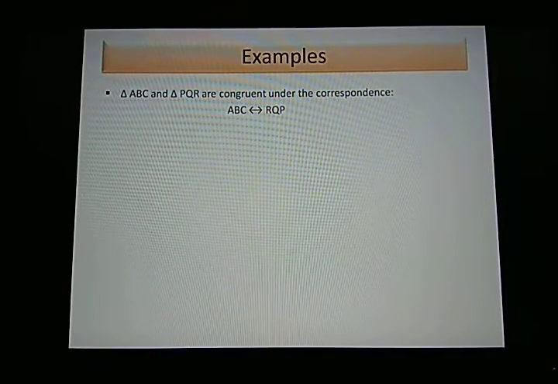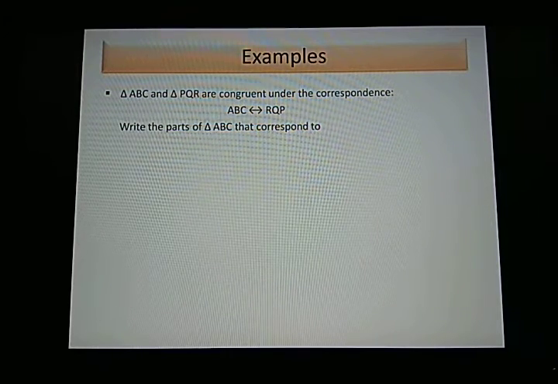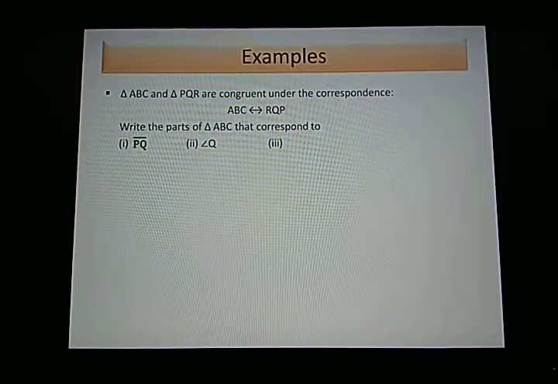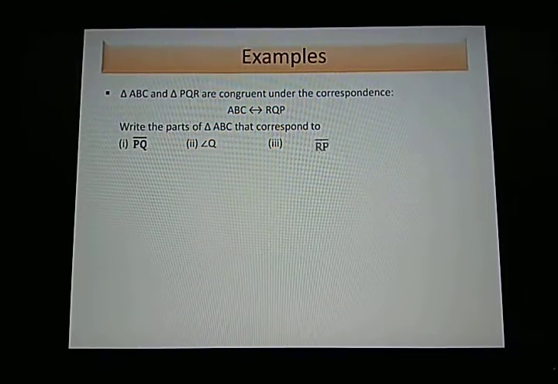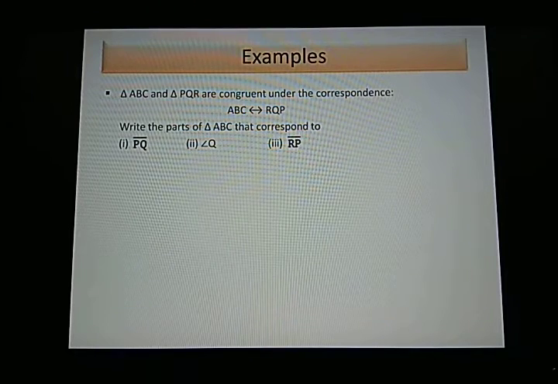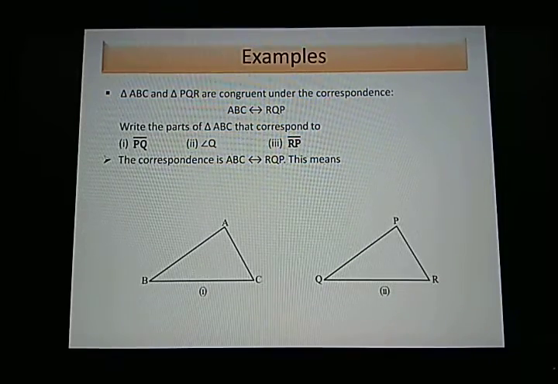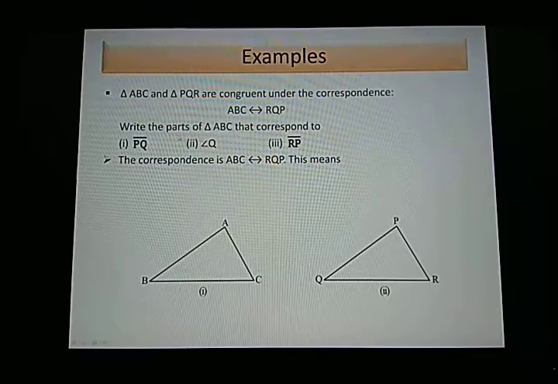So use of symbols in geometry is very much important. Now let us see how to solve this question. The second part says: write the parts of triangle ABC that correspond to line segment PQ, angle Q and line segment RP. For better understanding of this question, to understand the correspondence of ABC with RQP, let us see the figure.